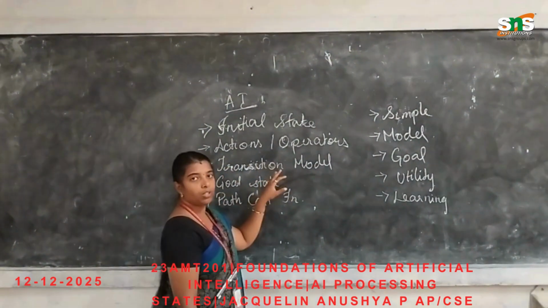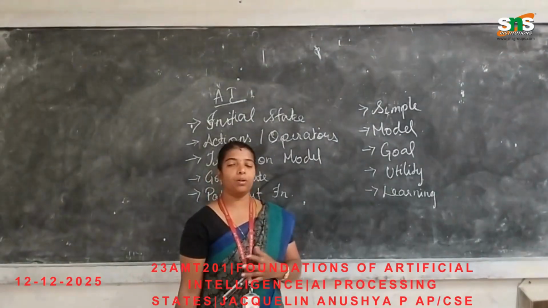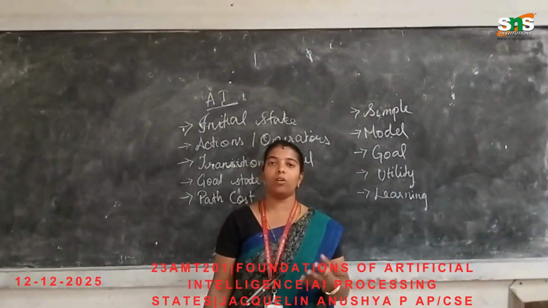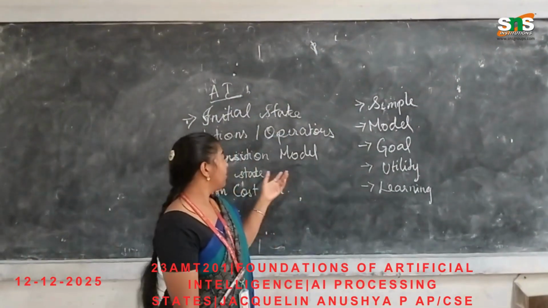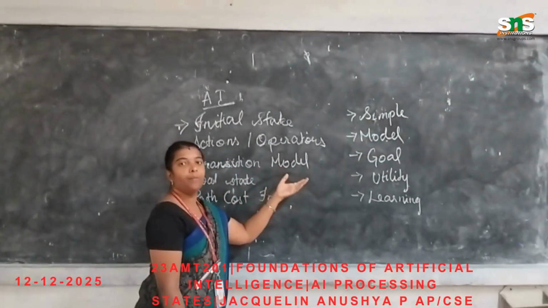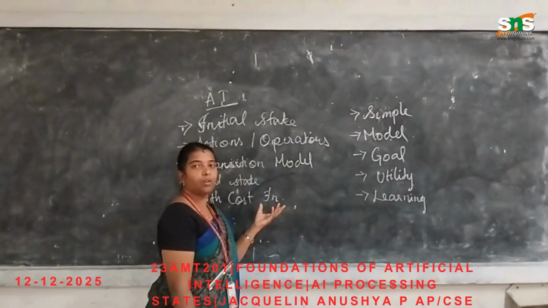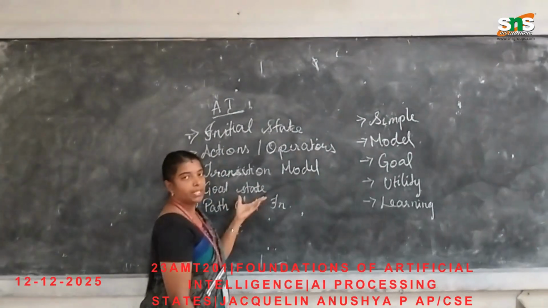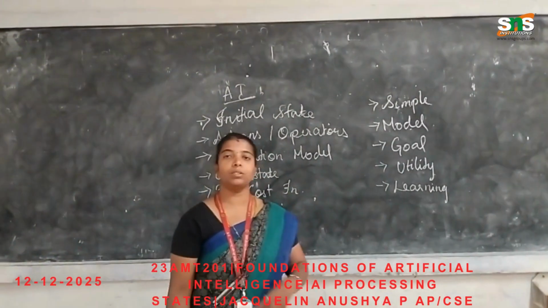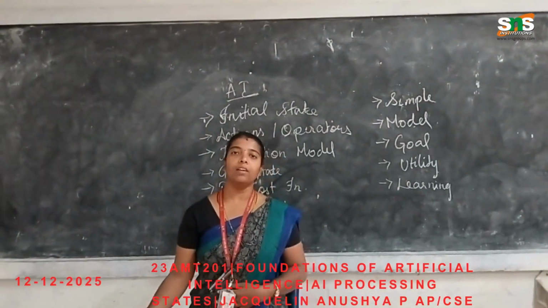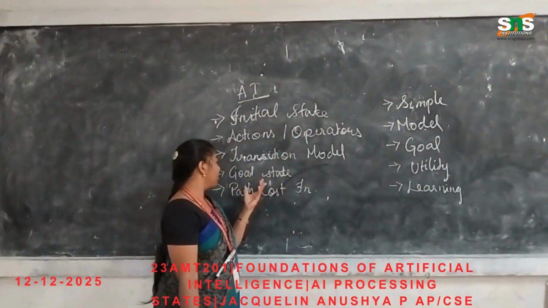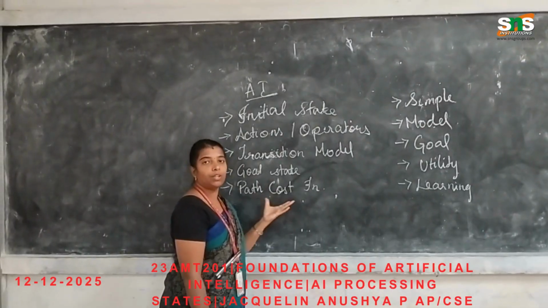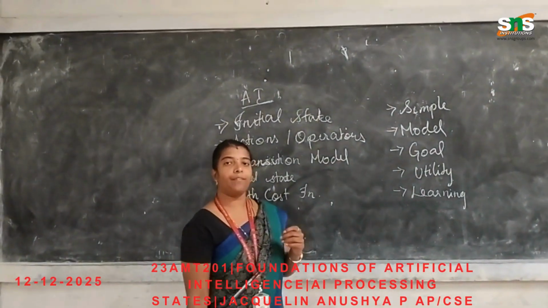Then the transition model. Not only talking, walking, sitting or standing, we can even give a transition model of walking or making comedies, or we can even make it humanized. Next is the goal state. What is the main goal of that AI? What is the main goal of creating the AI? That can be given over here. And next, the function of the total cost of the AI we can give.